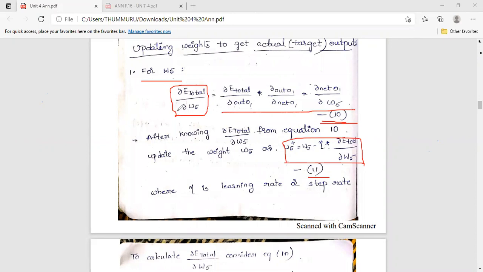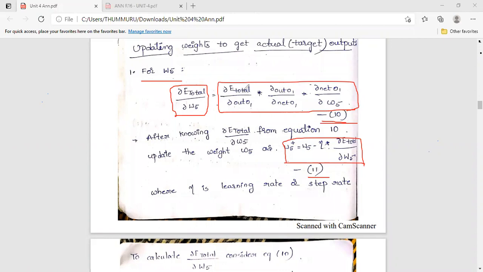If you perform all these steps with W5, then you may update your W5 value. In the same manner, you can apply it for W6, W7, W8, and so on. The same way. How we are going to calculate these one by one, these also have individual formulas, isn't it?